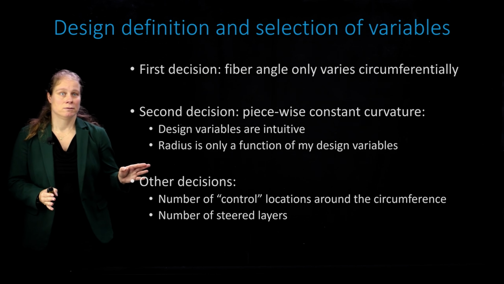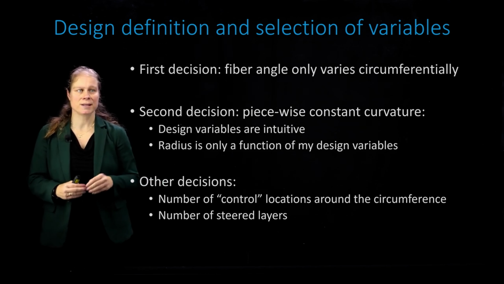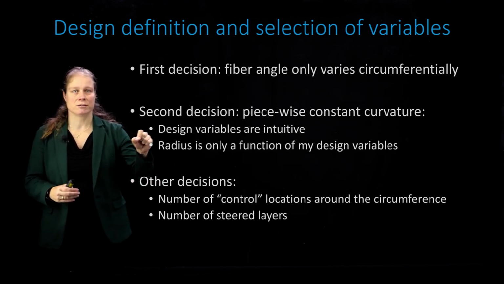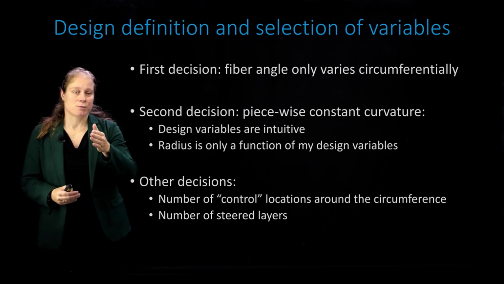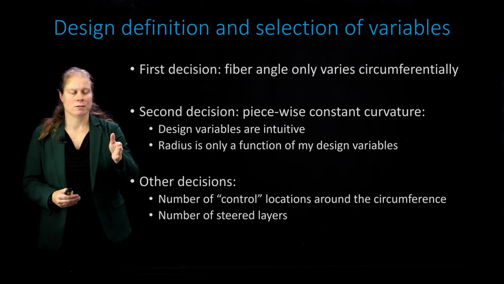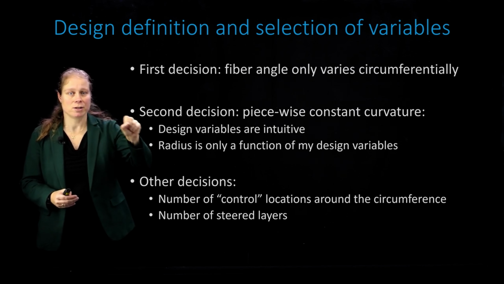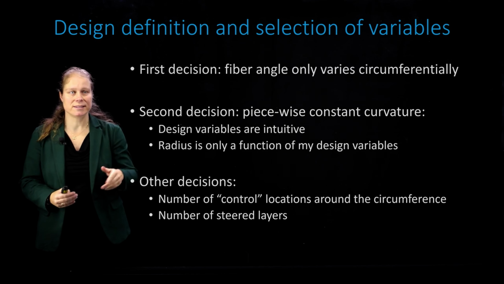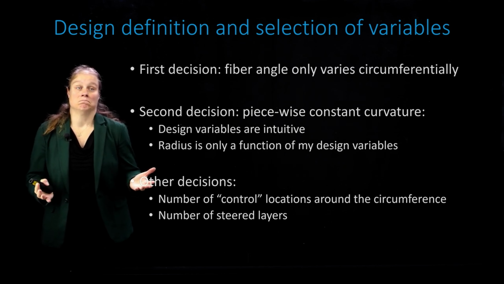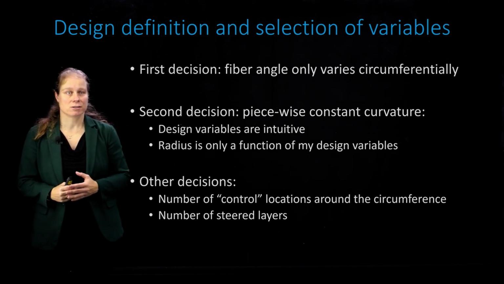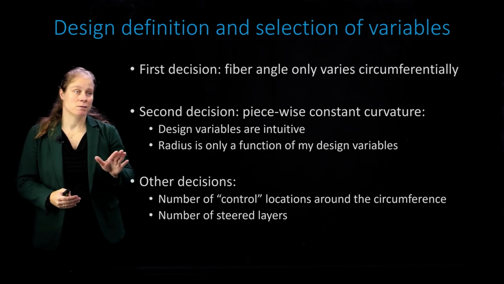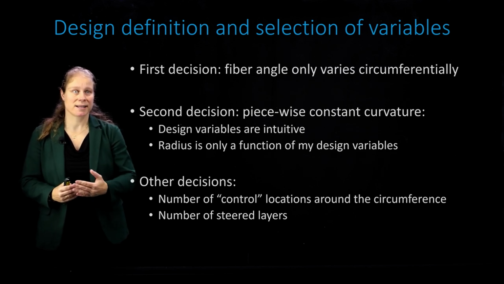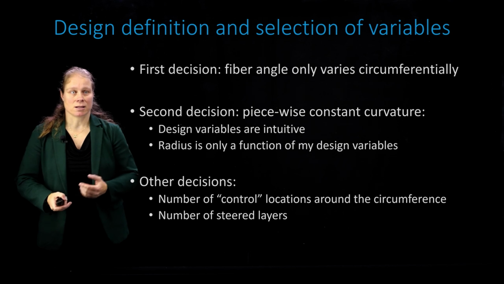Now, there are two decisions left. How many of these control locations around the circumference do I pick? So, it's piecewise constant curvature. So do I have like 10 points around the circumference or 20 or 5? That was the next question. And then how many of the total number of layers will I actually steer? Or do I just say this one is 0 degrees or it's a constant 90 and make it easy on myself?